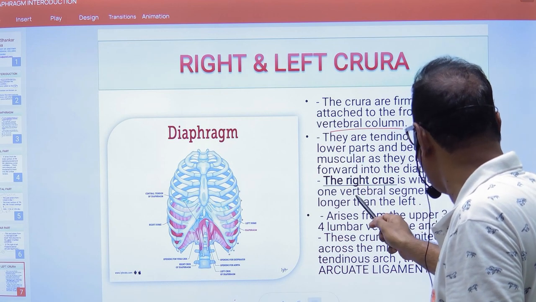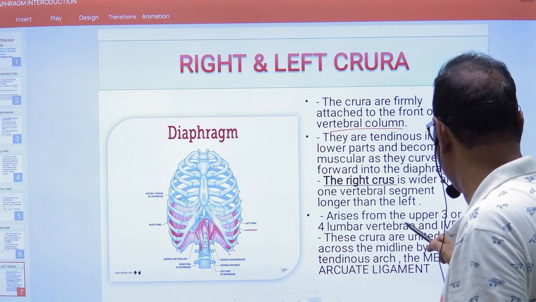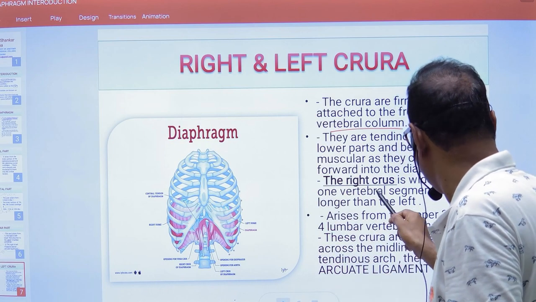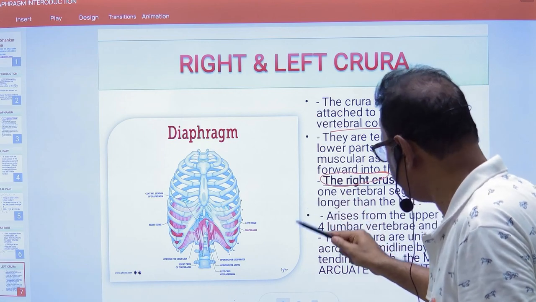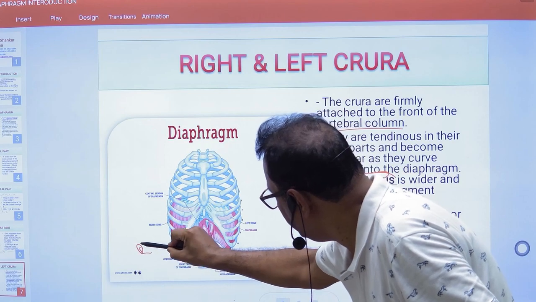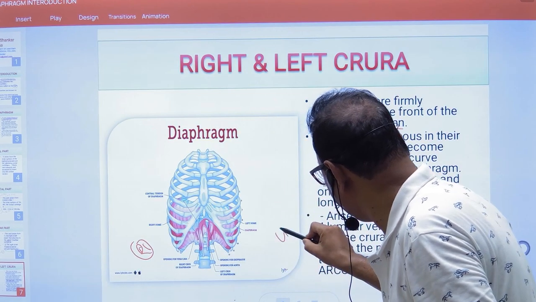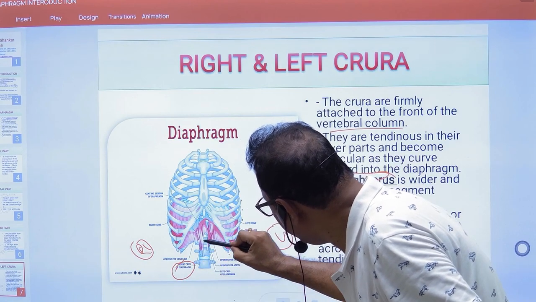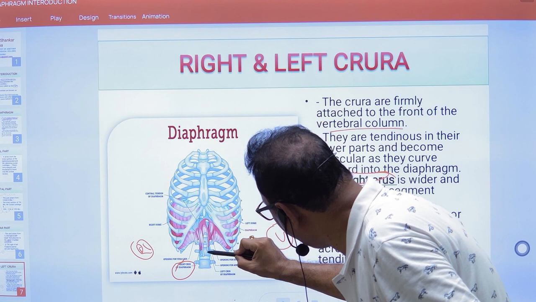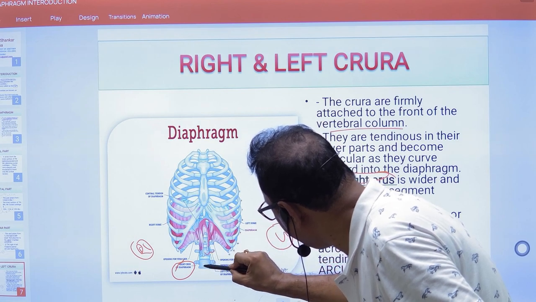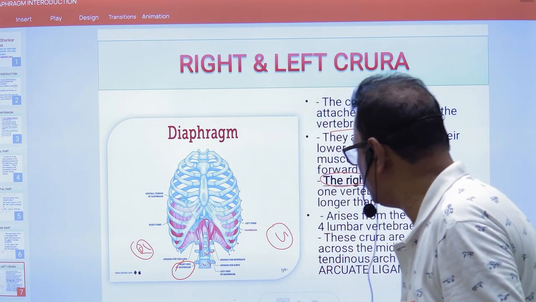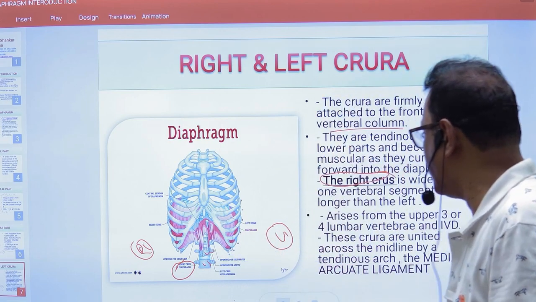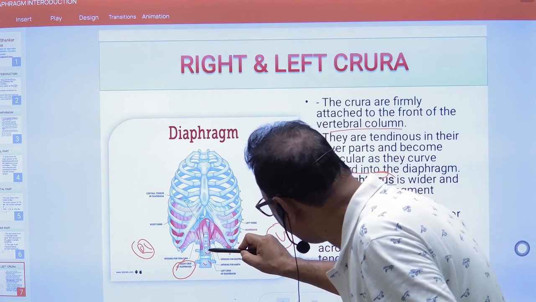The right crus is wider and one vertebral segment longer than the left. This is the right side and this is the left side. This is the right crus of the diaphragm. This is L1, this is L2, this is L3, and so on. It comes up to the L3 vertebra and the intervertebral disc, while the left goes up to the L2 vertebra.